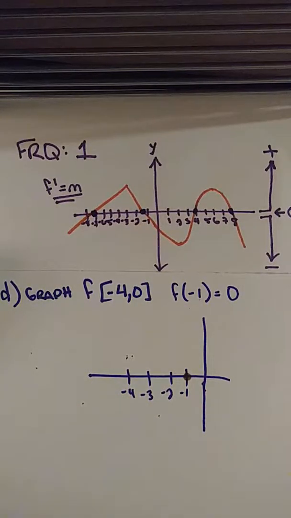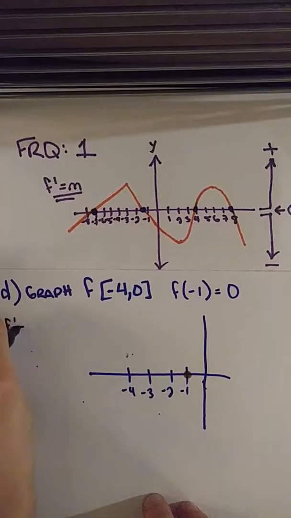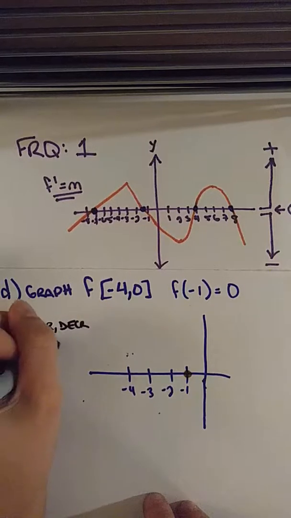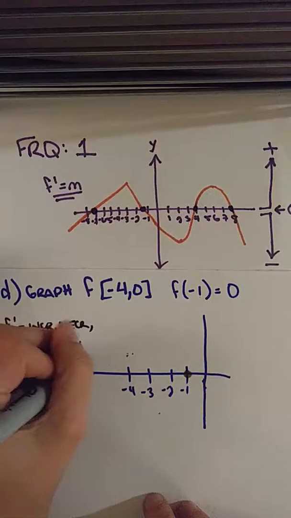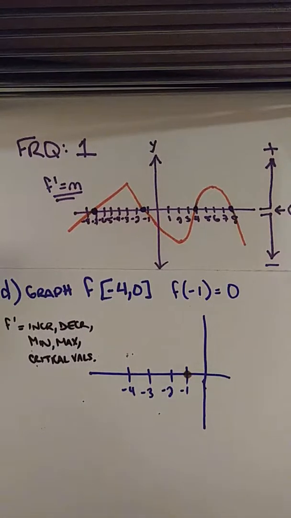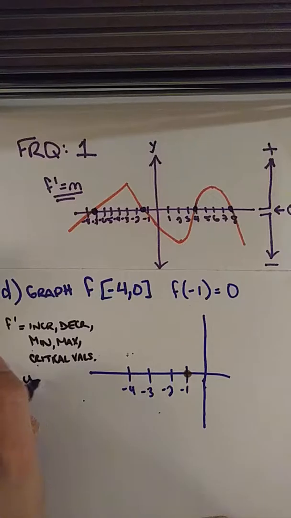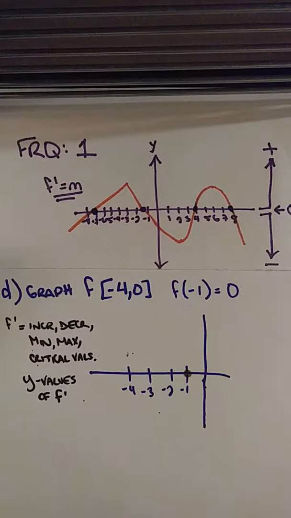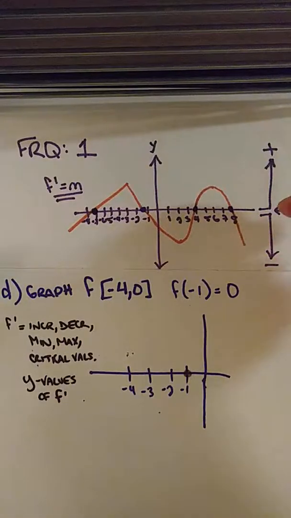So the first thing that I always start with is everything I can get out of just my first derivative. And if you recall, the first derivative tells you everything about increasing, decreasing, minimums, maximums, critical values, right? And in order to find all of those things, what we look at is the y values of the graph of f prime, right? These are all things we can see on here just by looking at where it's above the x-axis, where it's below, or where it's equal to.